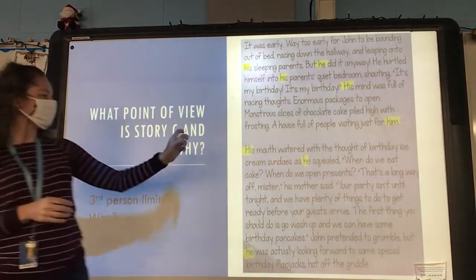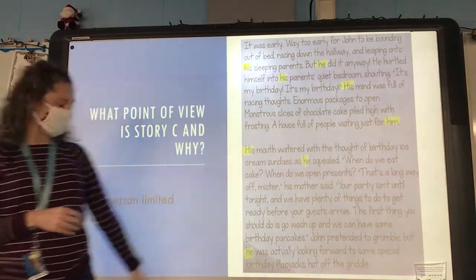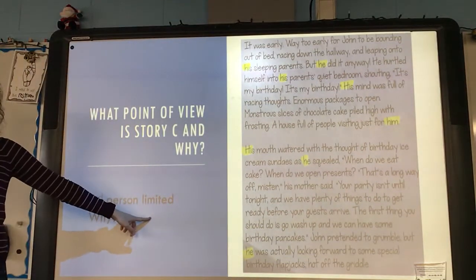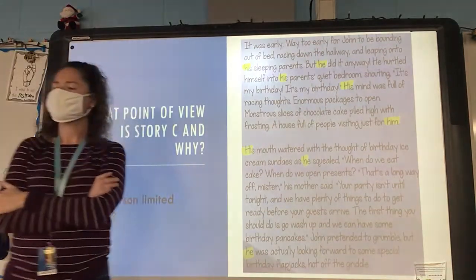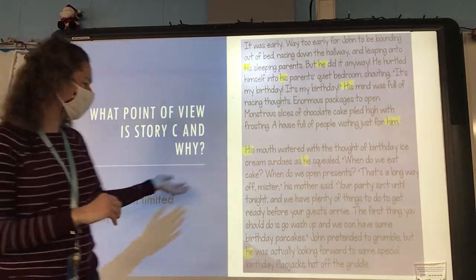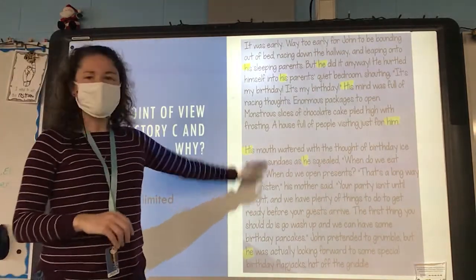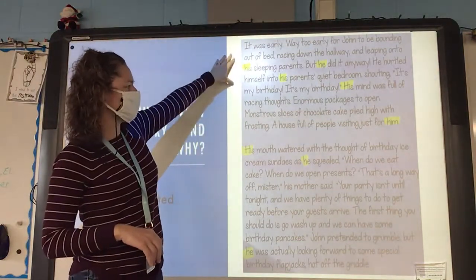This is story C. I didn't read it yet. I don't know that we necessarily need to. Okay, I already am showing you here, it's third person limited. Sean, what's different about this one compared to the other ones? Doesn't really show any thoughts of his mother. Right. We still don't know about the special gift, right? We don't have any thoughts from mom, but we do get some more information from John, though, don't we?